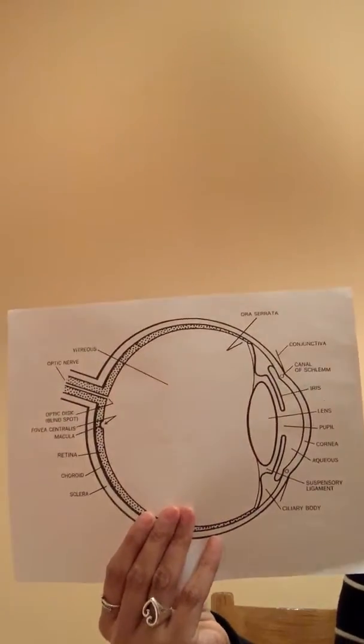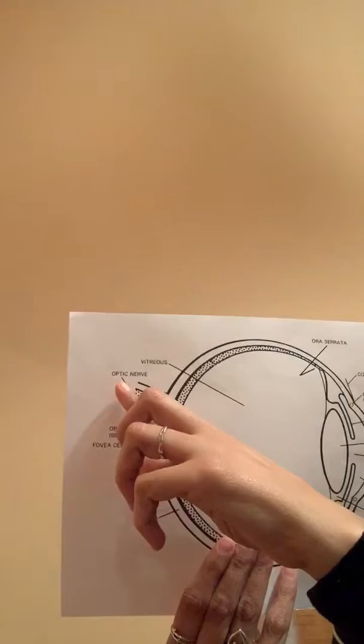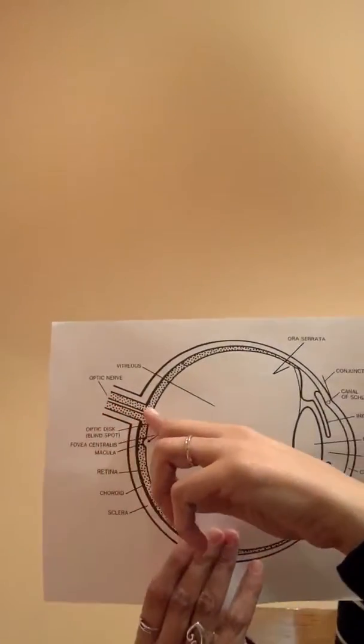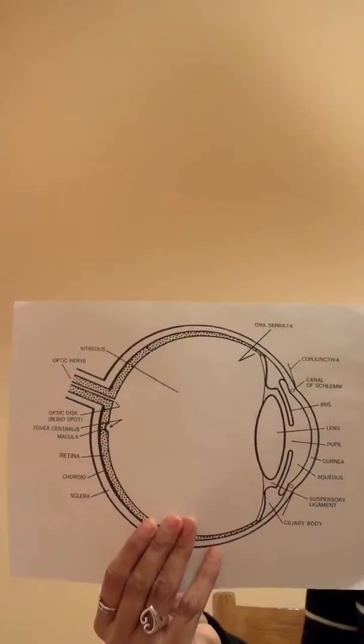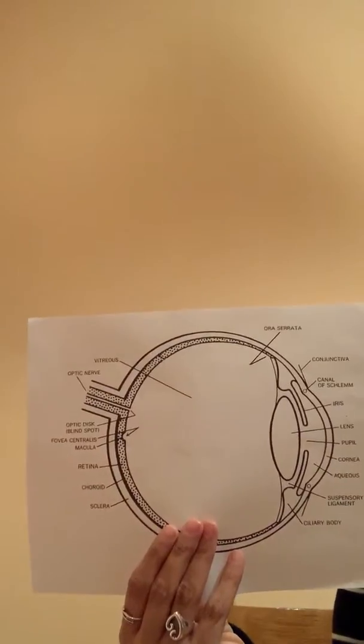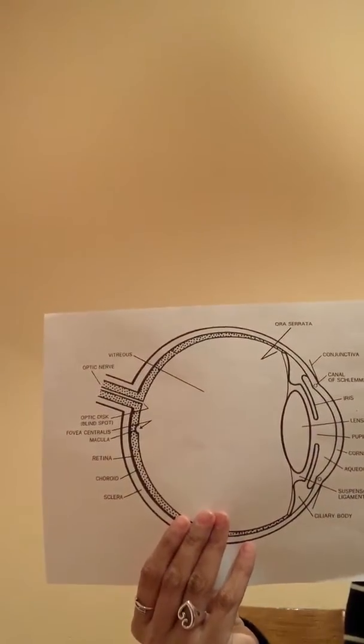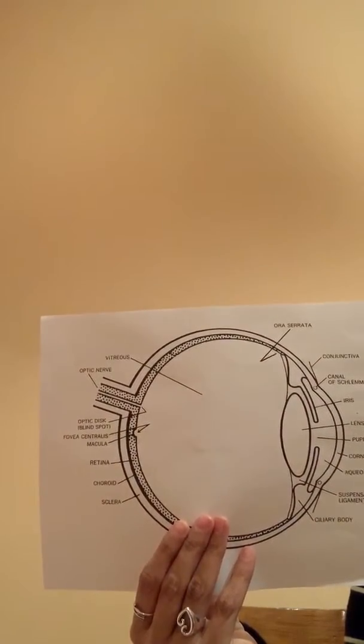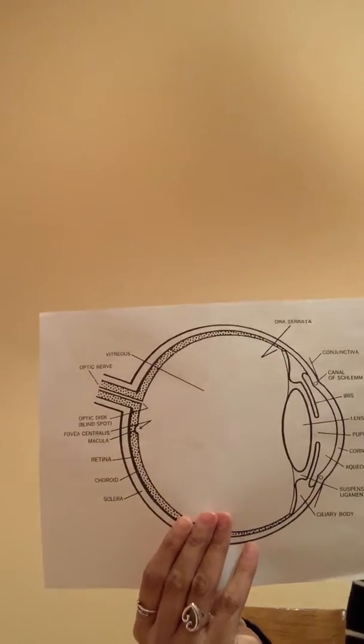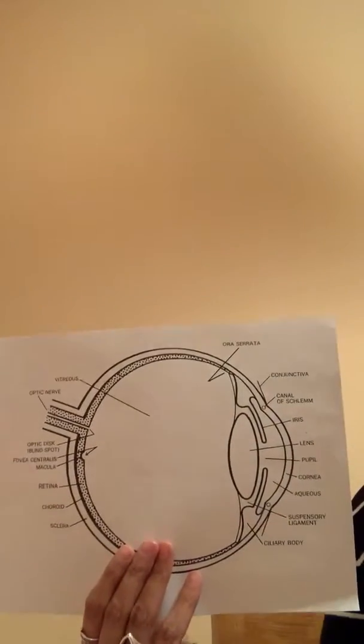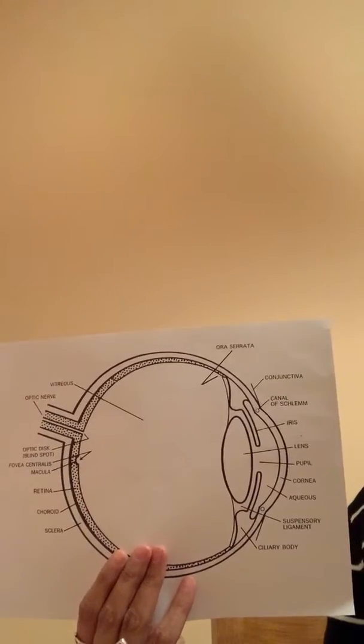Next, we have the optic nerve. Right over here, this is the optic nerve. And the optic nerve is located right in the back of the eye, and it transfers visual information from the retina to the brain.